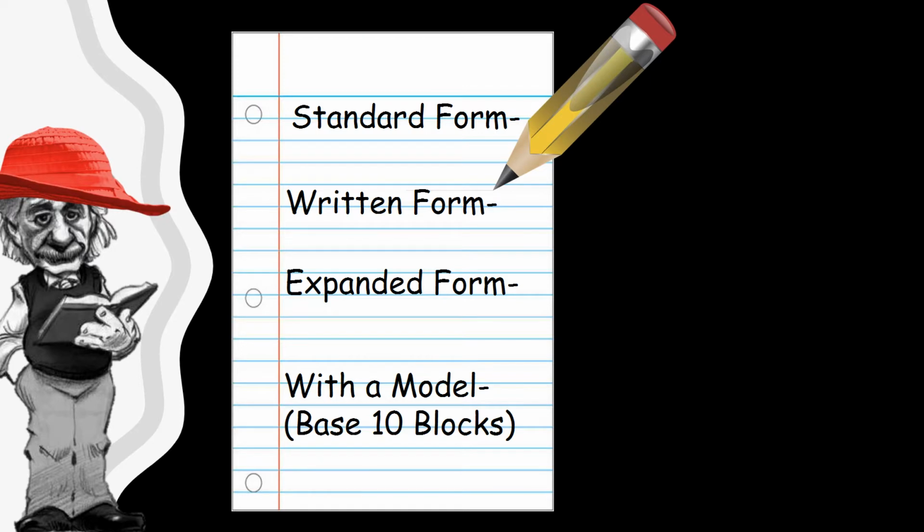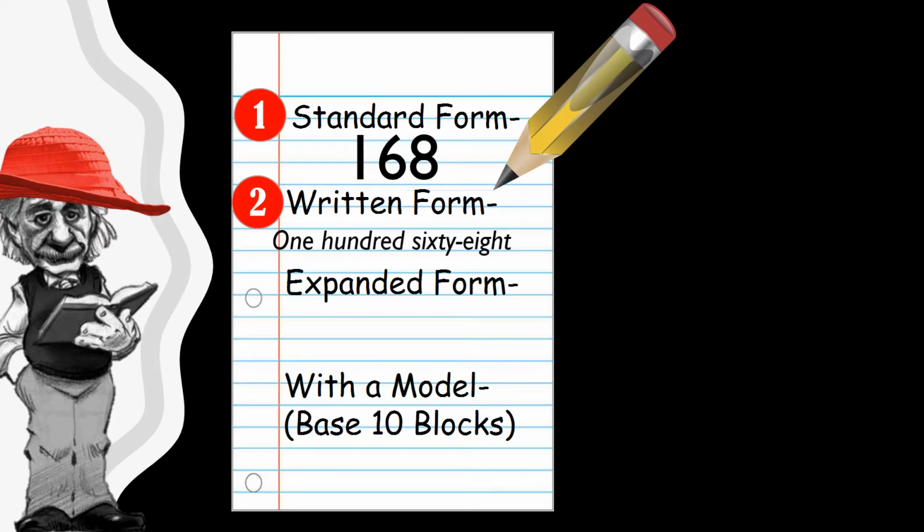We can write each number in 4 ways. Let's talk about the 4 ways we write numbers, starting with the first way, standard form. Standard form is simply writing the number. 168 looks like this when we use numbers. Next is our written form. This is using the words to write the number, so we know the number is 168. Written out, it looks like this.